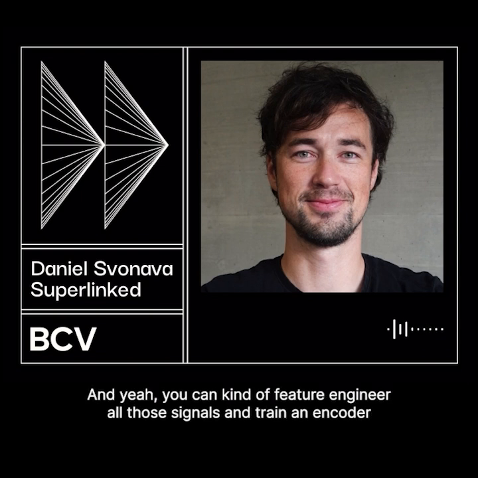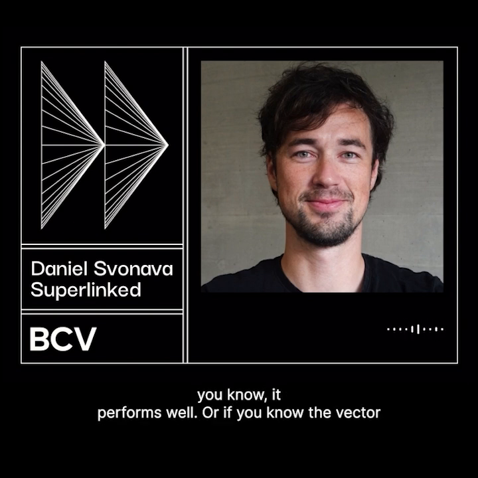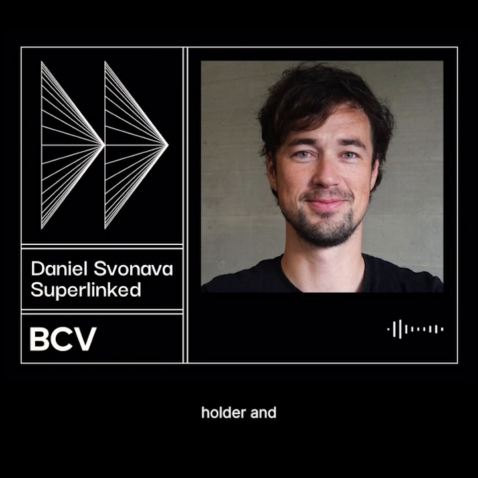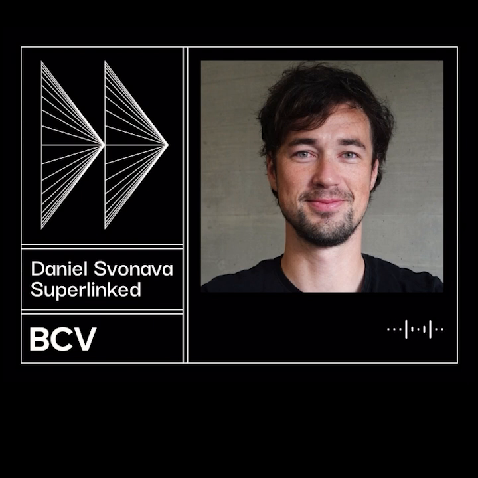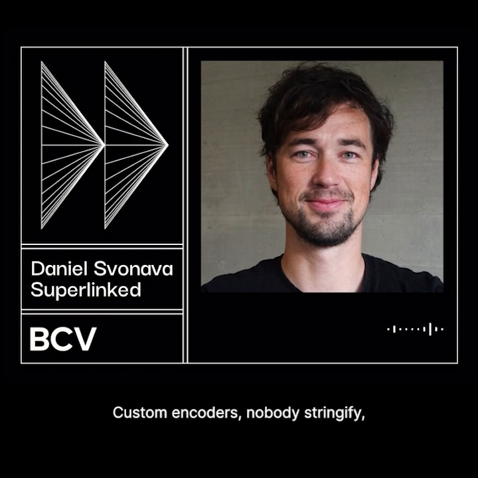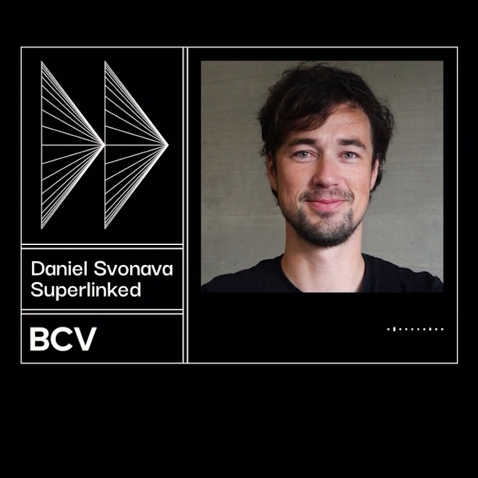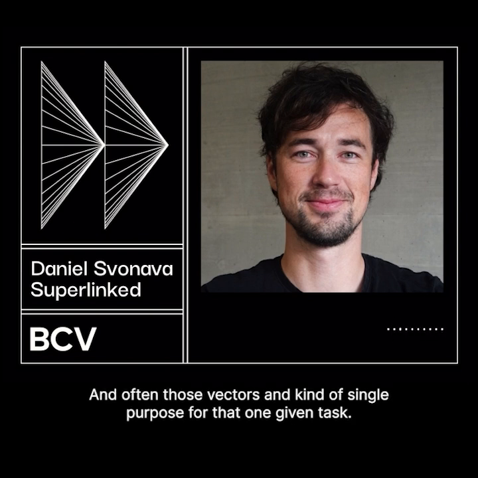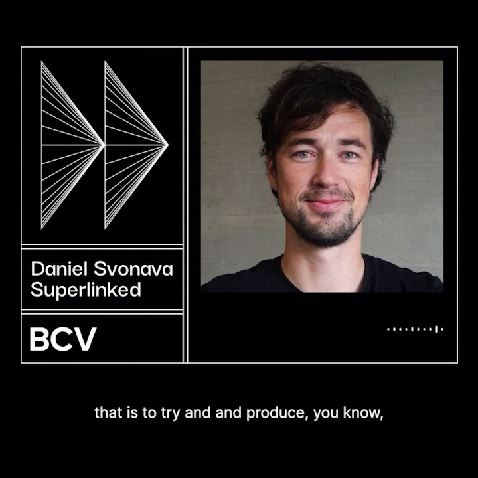You can feature engineer all those signals and train an encoder that produces a vector that performs well if you use it for the downstream task. If not, you propagate the error into the encoder, and you do all this work and eventually get somewhere, hopefully. This is, by the way, done in the big companies. Custom encoders, nobody's stringifying big JSON files and adding them through a language encoder. It's custom, but it's a big project, and often those vectors are single purpose for that one given task. So ideally you find some way to productize this.